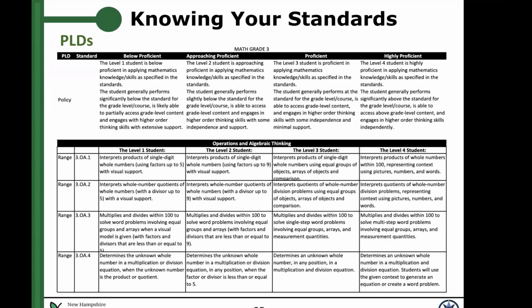Here's what it looks like for math, same grade 3. We have the below, approaching proficient, and highly proficient levels, and then this gives you your specific standards. So this is grade 3, operations and algebraic thinking, standard 1. This is a level 1, a level 2, a level 3, and a level 4 student, and what they are showing you and able to do to meet that level of proficiency.